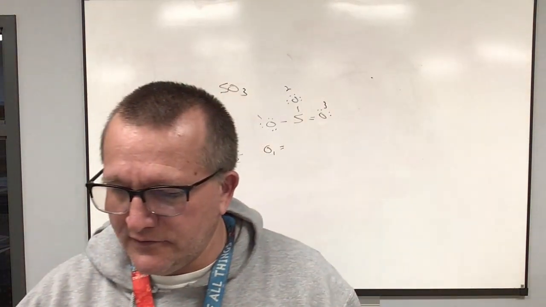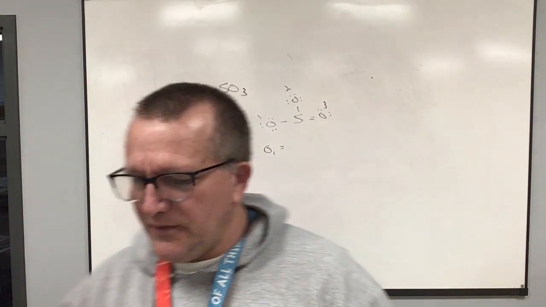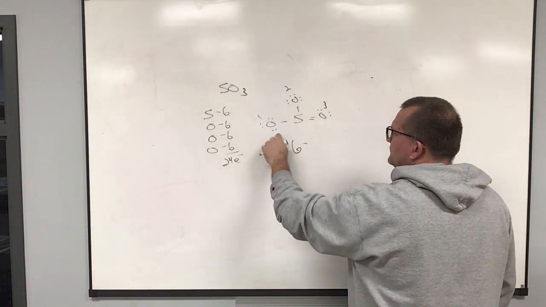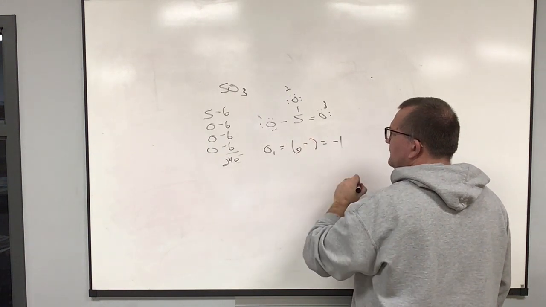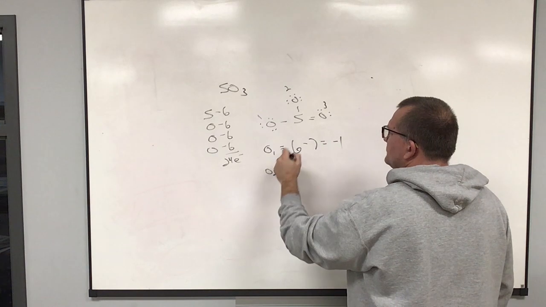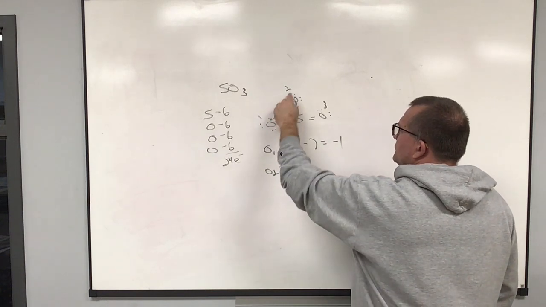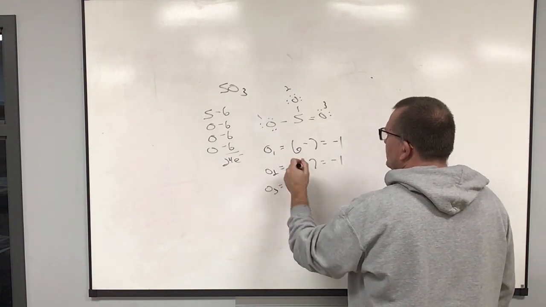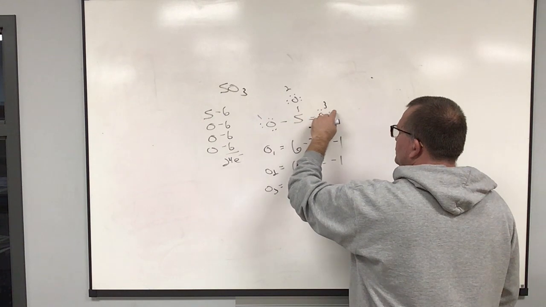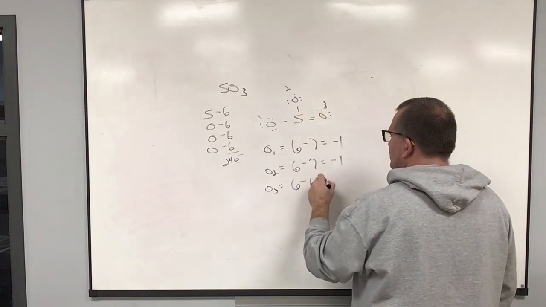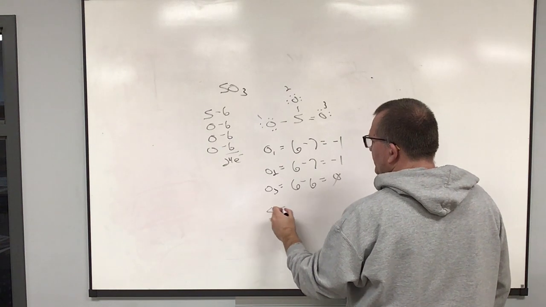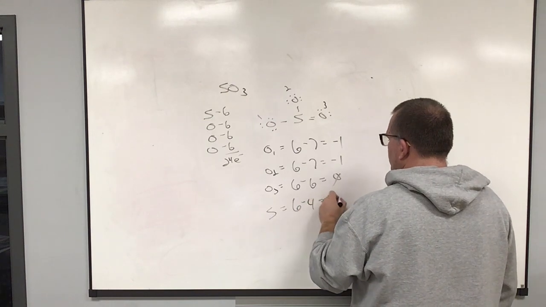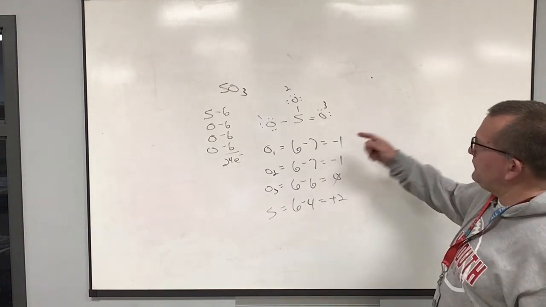Oxygen 1 has 6 valence electrons, minus 2, 4, 6, 7, makes it negative 1. Oxygen 2 has 6 valence electrons, 2, 4, 6, 7, for negative 1. Oxygen 3 has 6 valence electrons, 2, 4, 5, 6, for a formal charge of 0. And then sulfur has 6 valence electrons, 1, 2, 3, 4, for positive 2. Positive 2, negative 1, negative 1 should be no charge.